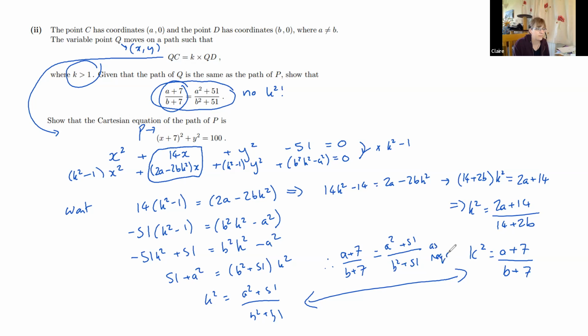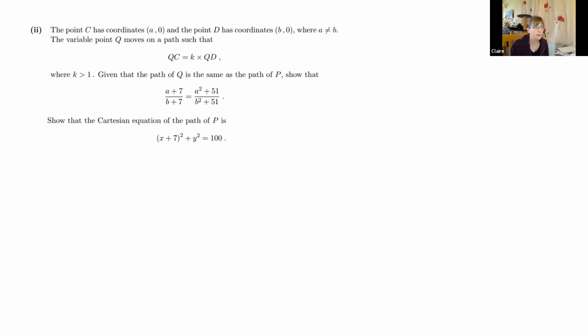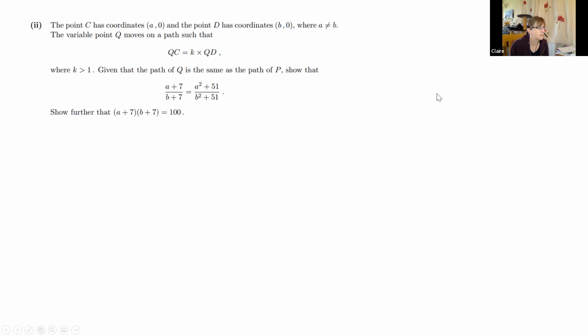as required. So in this question, there's quite a few bits where you're given the answer. And those are quite nice because it means that if you go wrong slightly on one part, you can still do the next part. Okay, so that's most of part 2 done. I'm just going to clear all the drawings and then go on to the very last part, which says show further that this is true.